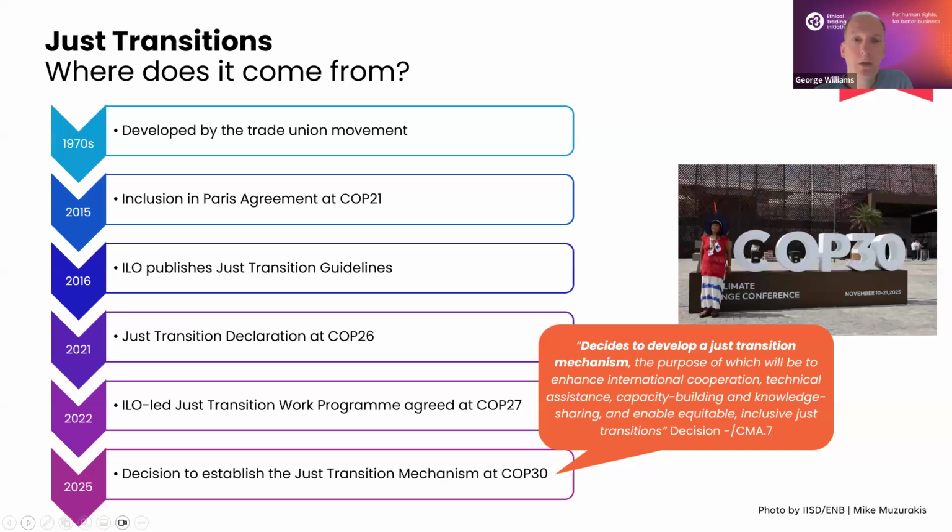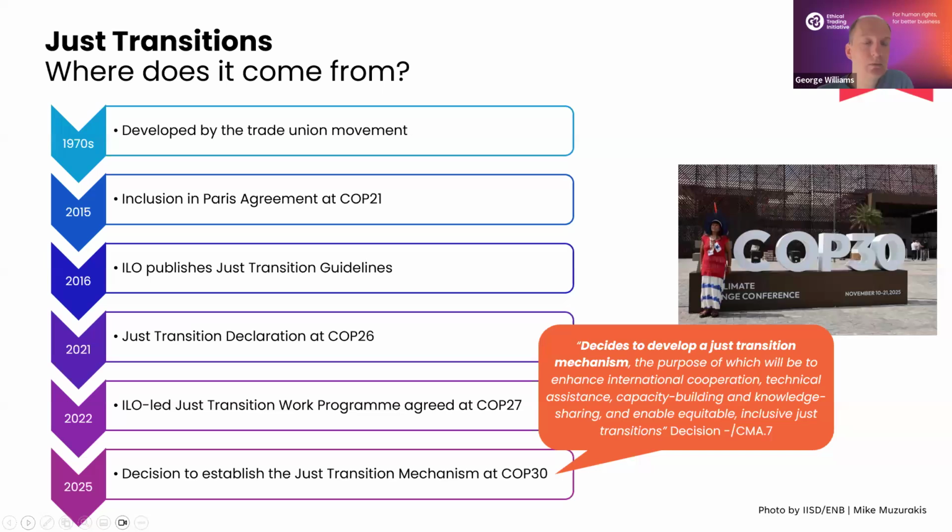Since then, there's been a number of major milestones, some of which we've included on the slide here today. So obviously, the publication of the ILO's Just Transitions Guidelines in 2016 was a really key moment in all of this. And that was followed a few years later by a Just Transition Declaration at COP26 in Glasgow, and then the agreement to set up the Just Transitions Work Programme, which is led by the ILO at COP27.